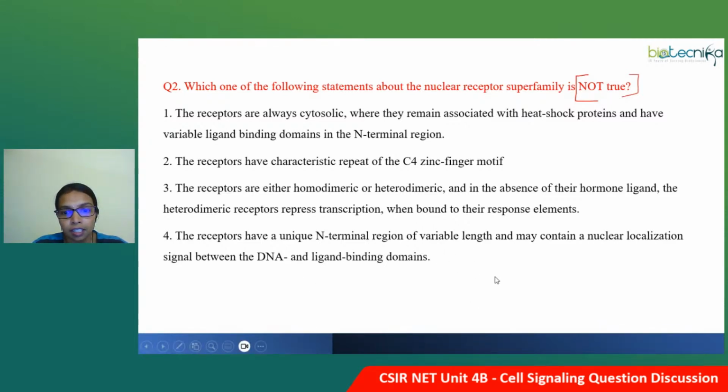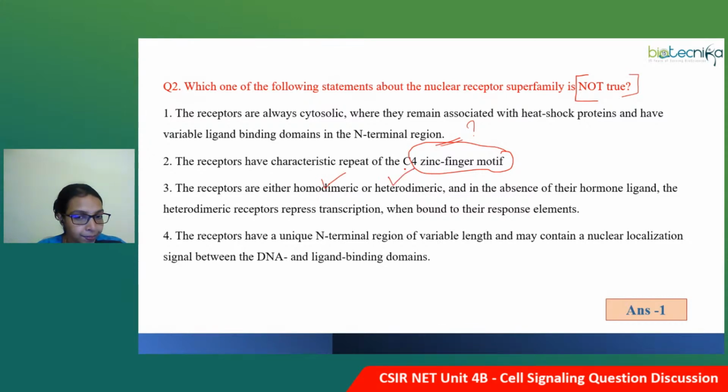Okay. So the correct answer over here, I mean to find out the incorrect statement over here, is statement 1. Now, whoever has told me statement 1 is incorrect, can you tell me why? I guess everyone will agree it is having a zinc finger motif, right? And why is it homodimeric and heterodimeric? Can anyone tell me why statement 1 is incorrect?